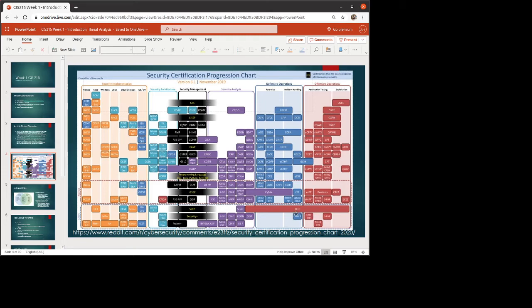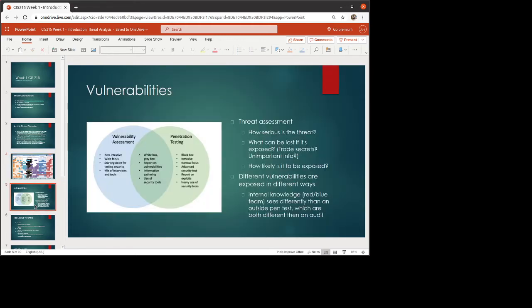But if you are interested in some of the other more specialized certifications that you could potentially go for, this chart is actually really helpful for that, so you could see what the next steps might be.